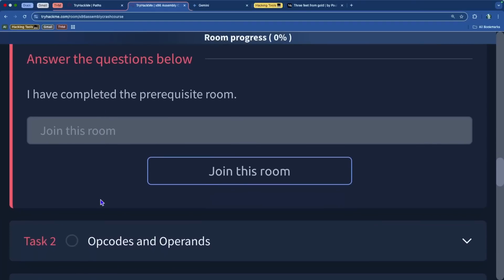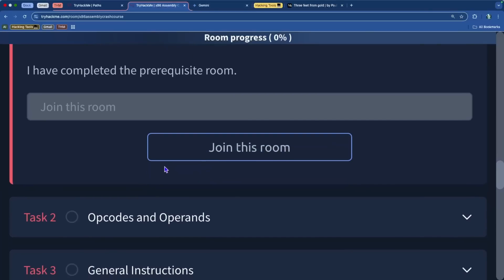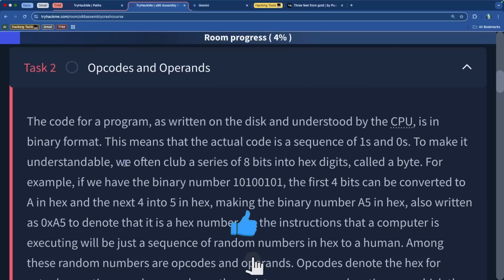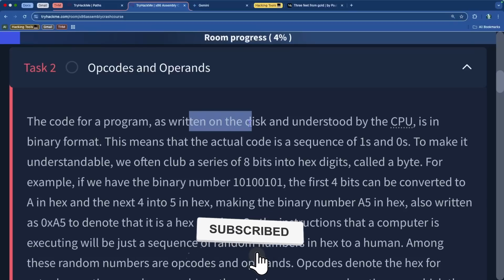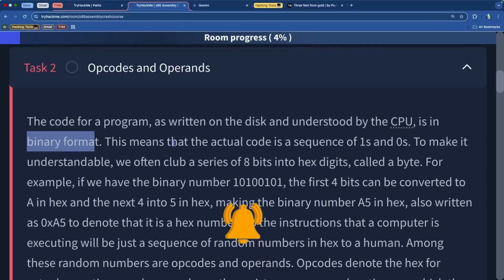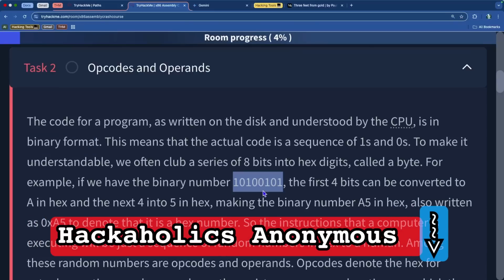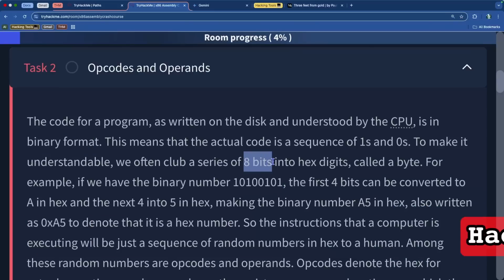So that being said, let's go into opcodes and operands. The code for a program, as it's understood by the CPU and written onto the computer's disk, is in binary format, which means the actual code is basically a sequence of ones and zeros, which looks like this. And they're usually measured in a series of 8 bits, meaning 8 of these ones and zeros.